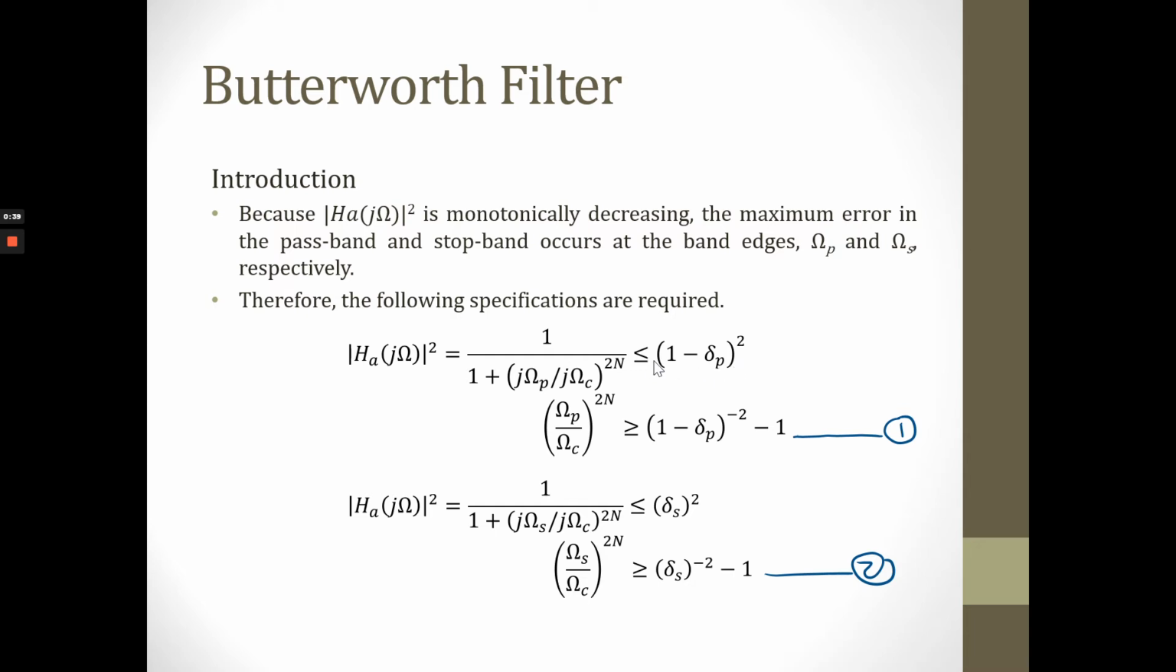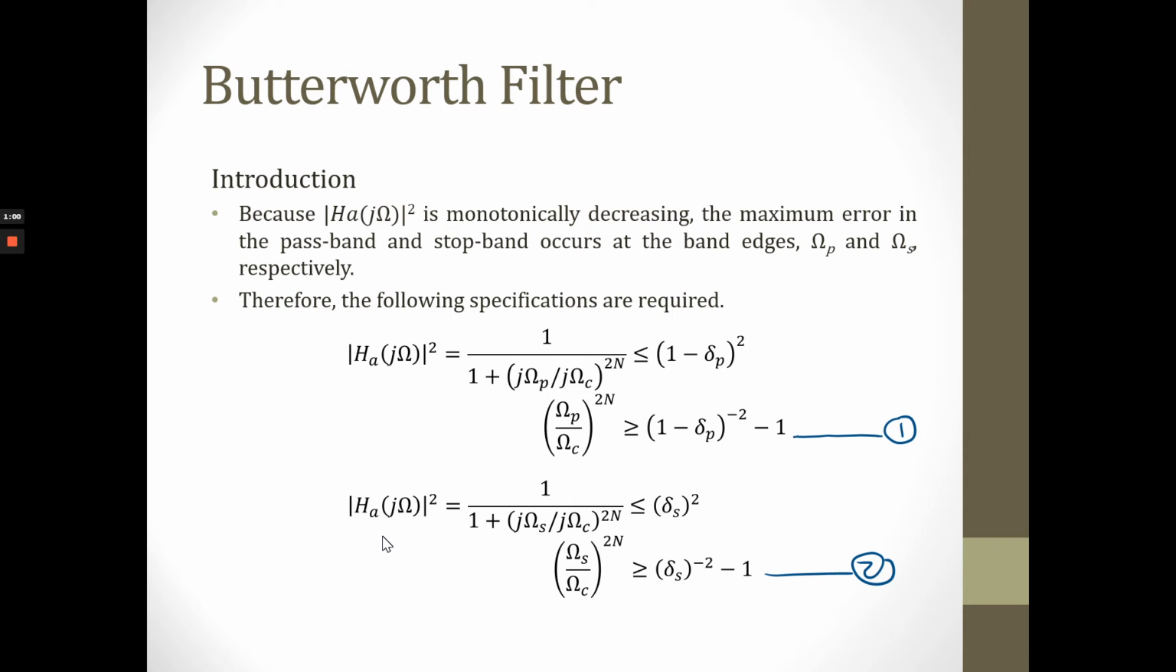squared. After we rearrange this equation, we have the ratio of passband ω to cutoff ω with the power of 2n must be equal to or larger than (1 minus δP), the passband ripple deviation, with the power of negative 2, minus 1. This is the first equation.